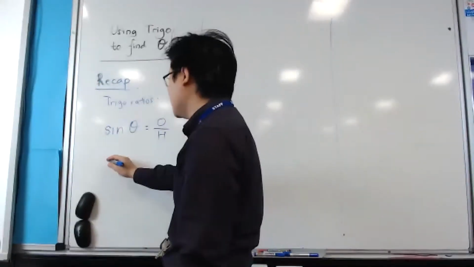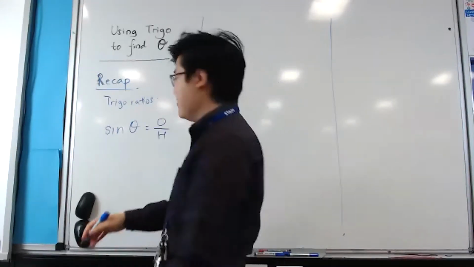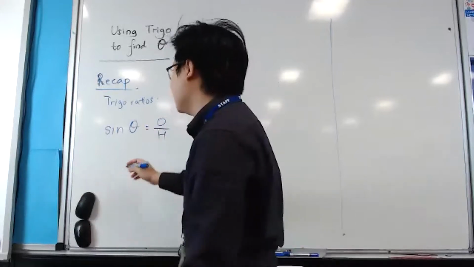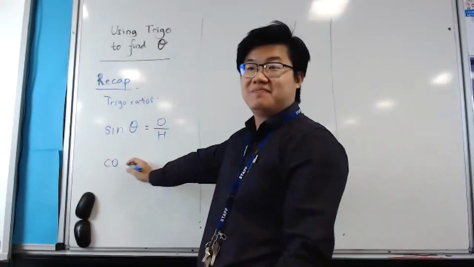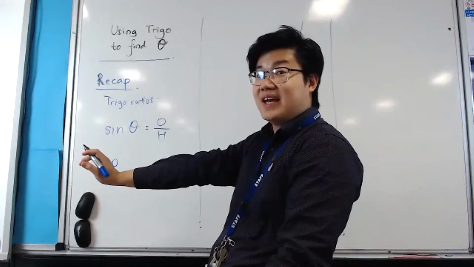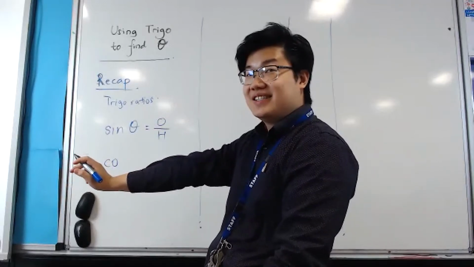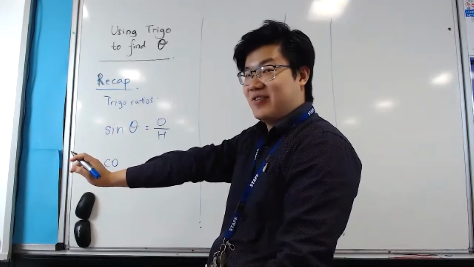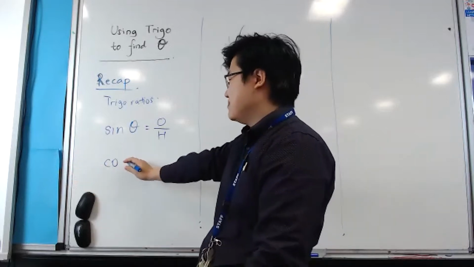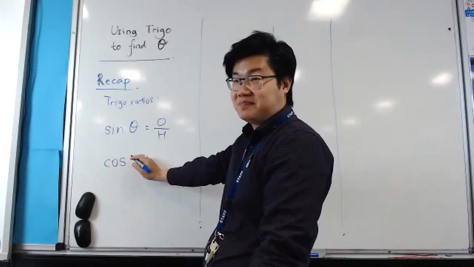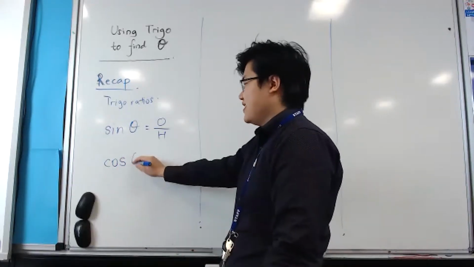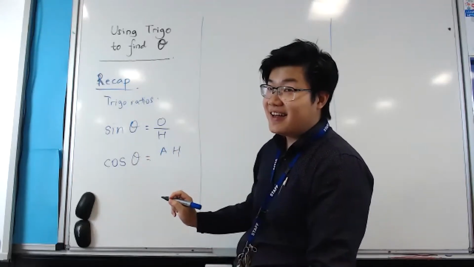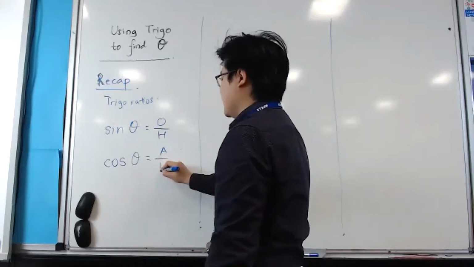All right, now next, Denise. Speak. Turn on your microphone. Now, what's the next one? Cos. Cos theta equals to A over H. Very good. So adjacent over the hypotenuse.